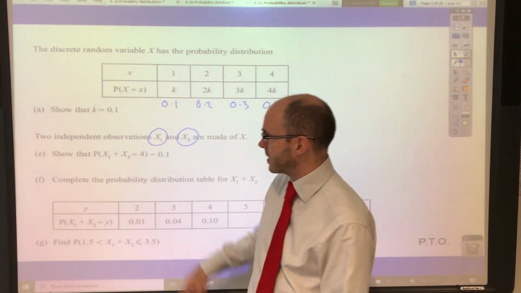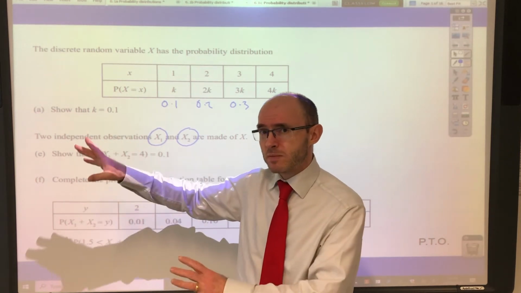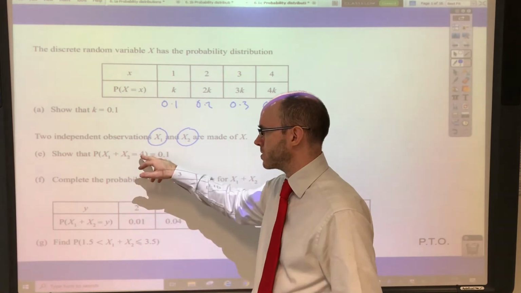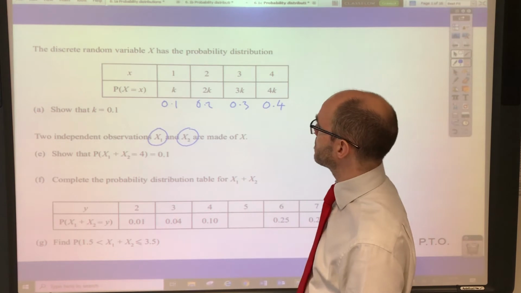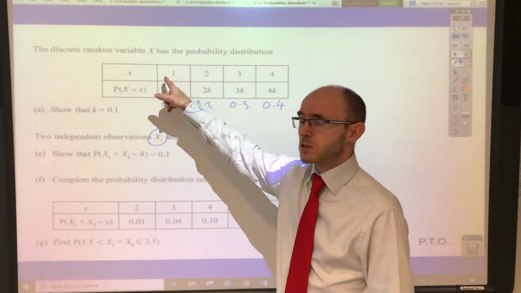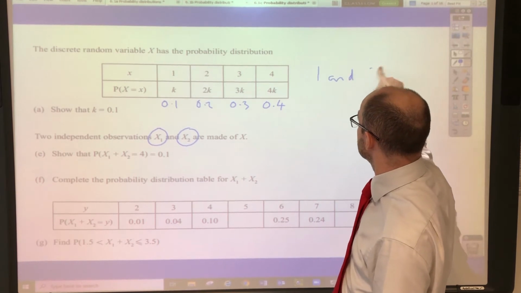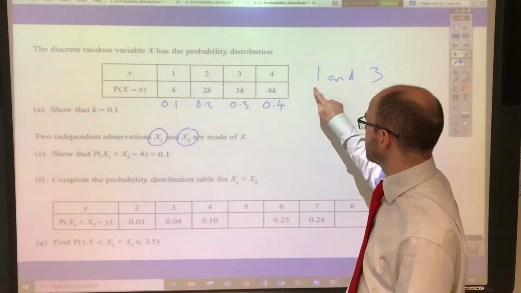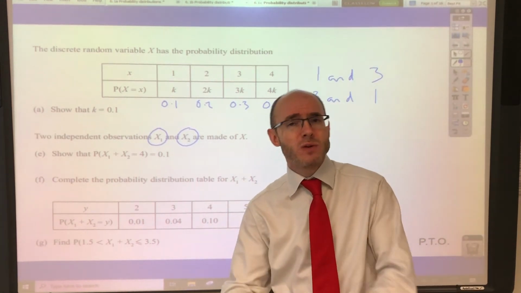What is this then saying? It's saying, show the probability that the score, when you add them together from the two separate rolls of the die, is 4. Just write down what ways that can happen. Well, suppose the first person rolls a 1. The next person has got to roll a 3, haven't they, in order for that to happen? Or the other way around: the first person rolls a 3, the second person rolls a 1.